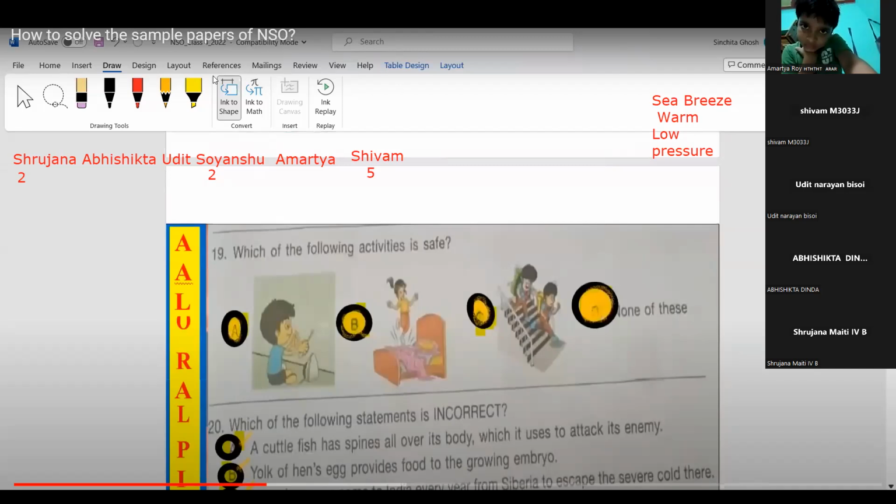Now, Srujana, you tell me number 19. Option D, none of these. Very good. Excellent, Srujana. Ma'am, I cannot see number 20 properly. Wait, I haven't allowed anyone to see number 20. Option D, very good, Abhishekta. Okay, the next one, Abhishekta will tell me number 20.